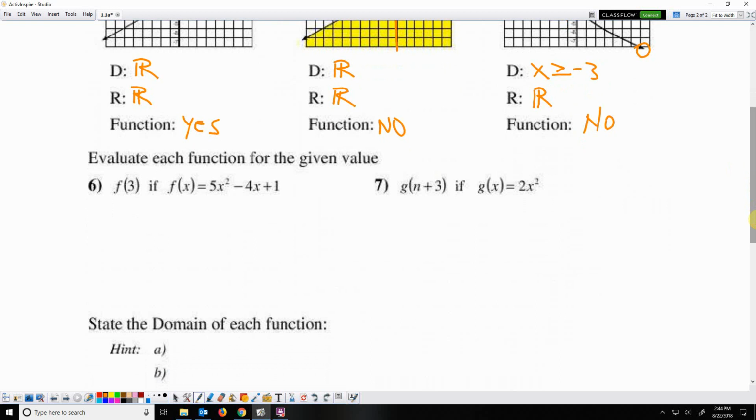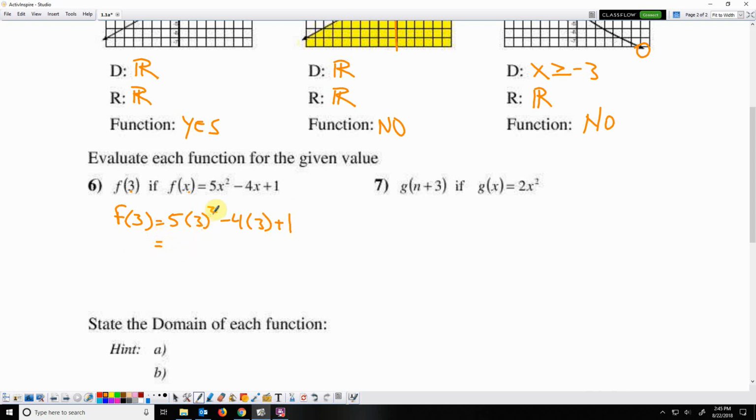For 6 and 7, we're going to deal with function notation a little bit and how to substitute in a function, how to find the value of a function for a given x value. So here, find the value of f of 3 if f of x is 5x squared minus 4x plus 1. That means for f of 3, I need to substitute a 3 in for all the x's. So that's 5 times 3 squared minus 4 times 3 plus 1.